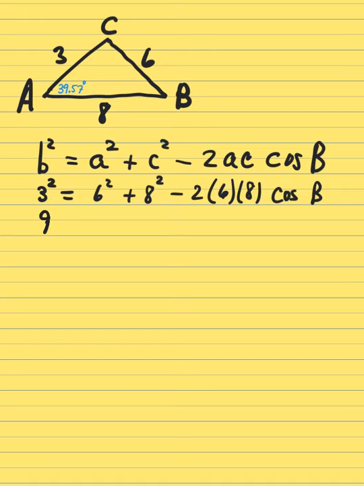Be careful with the calculations. 9 equals 36 plus 64 minus, what's 12 times 8? 96 cosine of B.